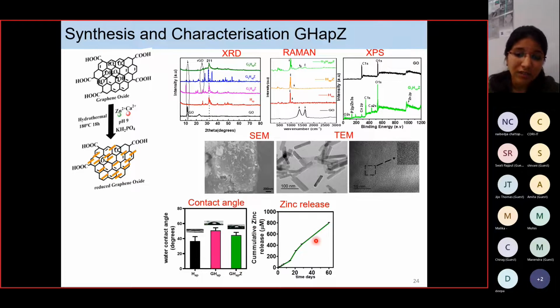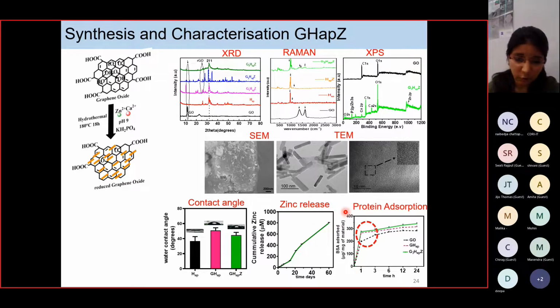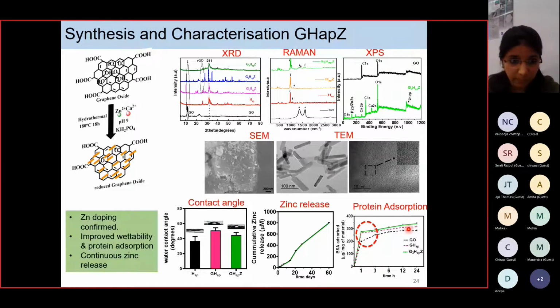We saw a continuous release of zinc taking place for over a period of 60 days from the zinc hydroxyapatite composite. We also carried out protein adsorption studies, and we saw that the presence of GO did not make a significant change, but the addition of hydroxyapatite to GO aided in better protein adsorption. So we saw optimized zinc doping, and we saw a continuous release of zinc taking place.